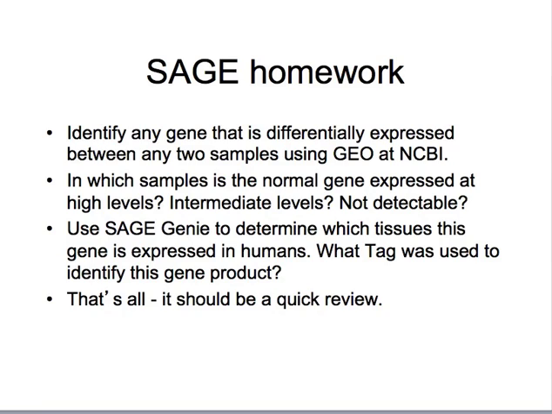All I want you to do is identify a gene that's differentially expressed between any two samples using the GEO database at NCBI. Tell me in which samples the gene is expressed at high levels or at intermediate levels, or is it not detected. Then use the SAGE Genie to determine what tissues the gene is expressed in humans, and tell me what tag was used to identify the gene product. That's it. So hopefully it will be quick. As a last note, this won't be due until next Monday, so you have a week to do it.